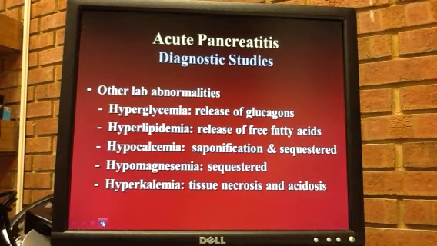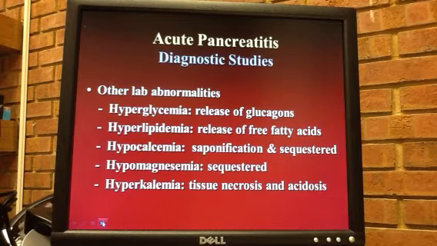Some other lab abnormalities to consider. Hyperglycemia. The elevation in glucose is probably going to be due to release of glucagons. Although, if the islet cells are damaged, the elevated glucose could be due to a decrease in insulin secretion. Usually it's the glucagons that are affected. Hyperlipidemia occurs because of release of free fatty acids by lipase. So lipase does some digesting and releases these free fatty acids.